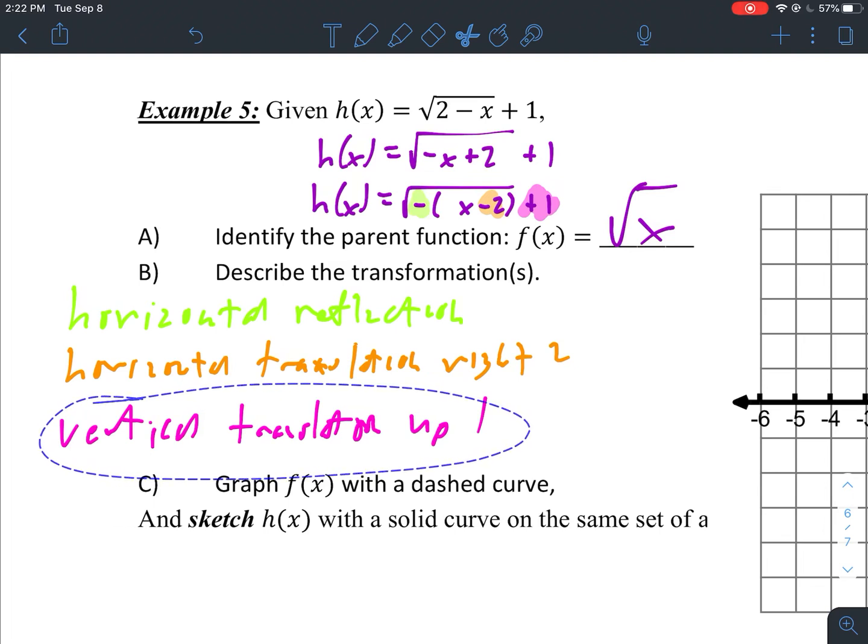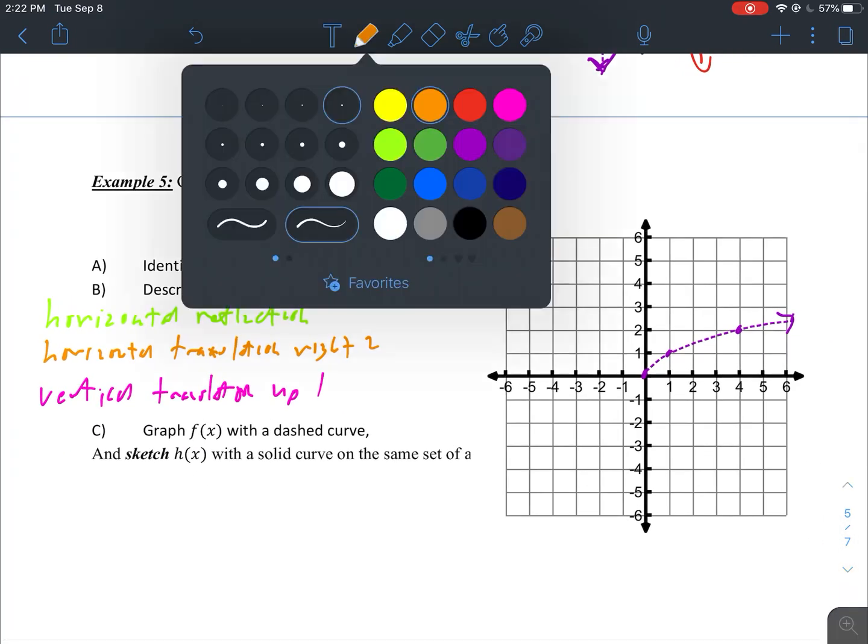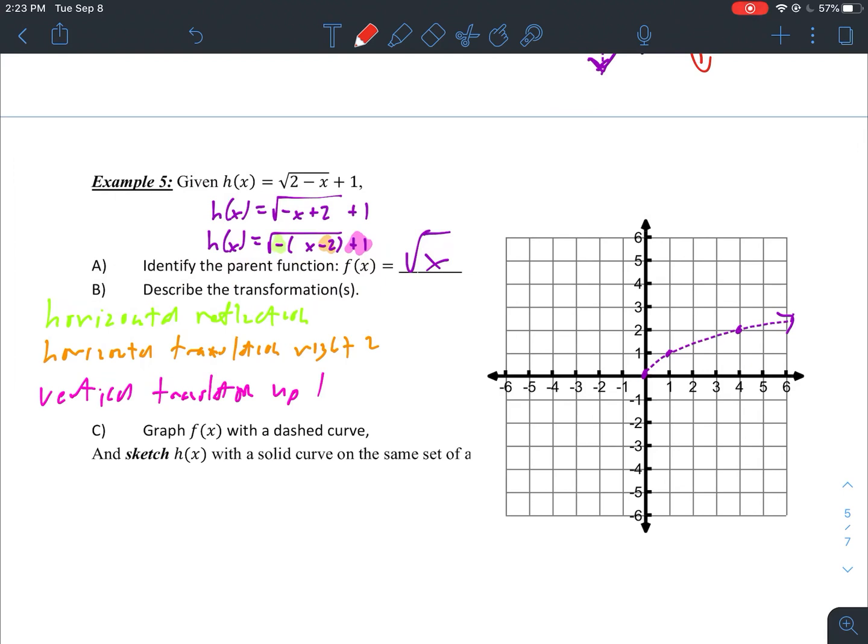Okay, again, how do I know if it's horizontal or vertical? The negative and the -2 are under the radical sign, so I call that inside the function. That means it's horizontal. The +1 is outside of the radical sign, so I call that outside the function, which means it's vertical. Okay, so graphing this, I know the points are going to move up 1 and right 2. So I'm going to take 0, 0, and move it up 1 and right 2. Okay, and then we're going to take that whole thing and flip it horizontally. So instead of going to the right, it's going to open to the left. So 1, 1 will be going to 1, 2, and 4, 2 will be going to -2, 3.